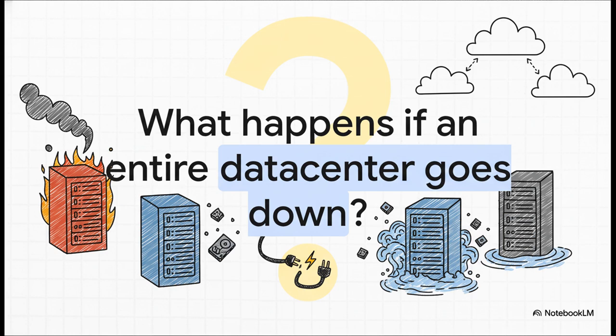Let's just ask the big question here. What happens if an entire Azure data center, a whole building packed with servers, just goes offline? Maybe a fire, a flood, a major power outage. If your data only lives in that one building, it's gone. And that's exactly where redundancy comes in.